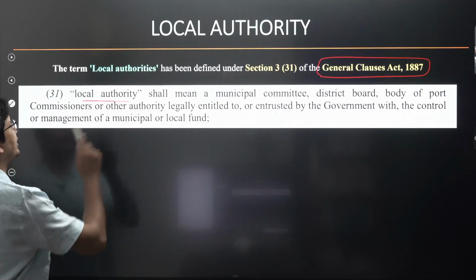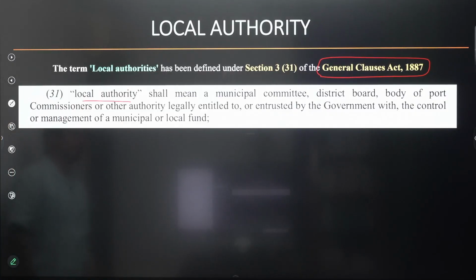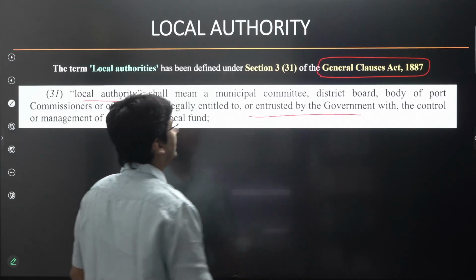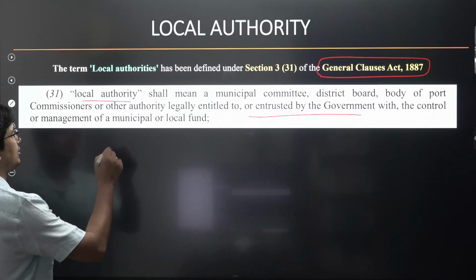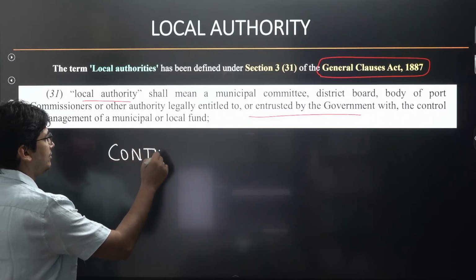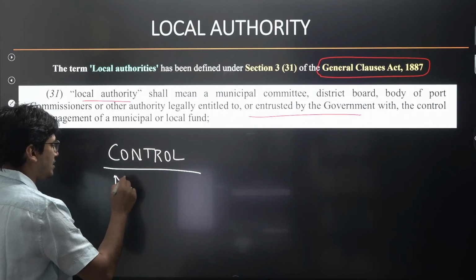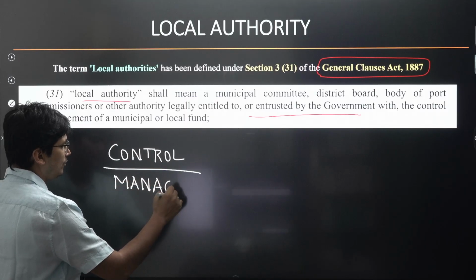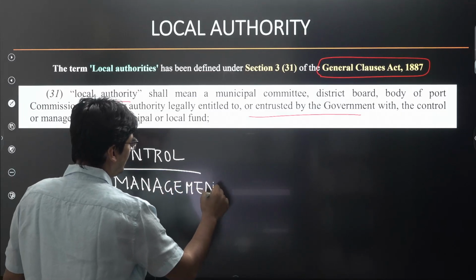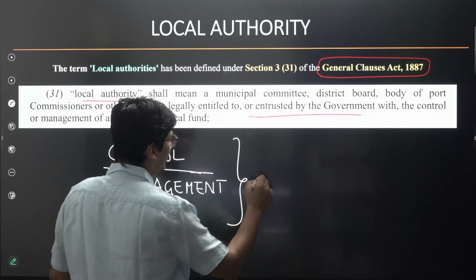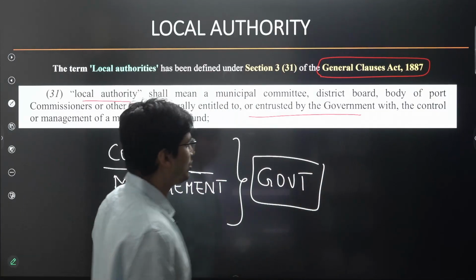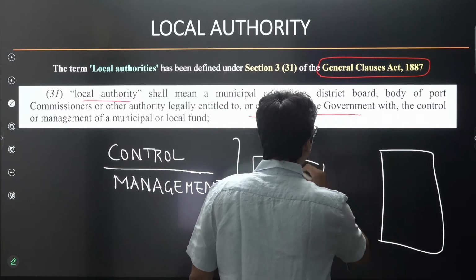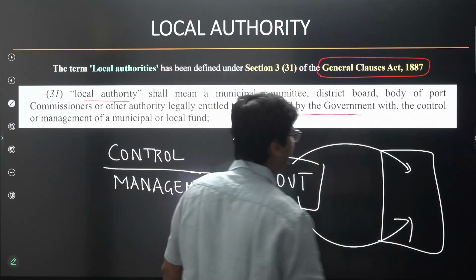It says local authority shall mean a municipal committee, district board, body of port commissioners or other authority legally entitled or entrusted by the government with the control or management of a municipal or local fund. Two words come up here, control and management, because these words were also considered by the Supreme Court. So who is controlling and who is managing the affairs or the functioning of a certain authority? It is the government. So at least the government has certain control. Whatever that body is, it is being controlled by the government and also managed by the government.